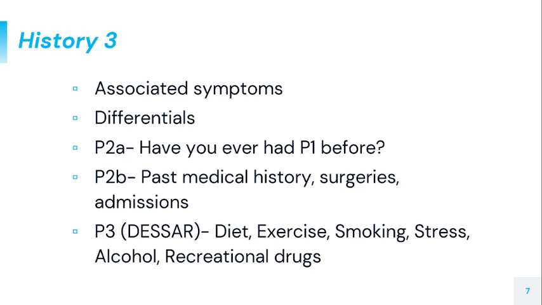Then the second part of past medical history is now the historical bit. Do they have any other medical conditions like high blood pressure, like high sugars? And they'll tell you yes or no. Have they ever had any surgery before? Have they ever been admitted to hospital before? Then P3, the third P, is personal history. And this is where that acronym DESA comes in.